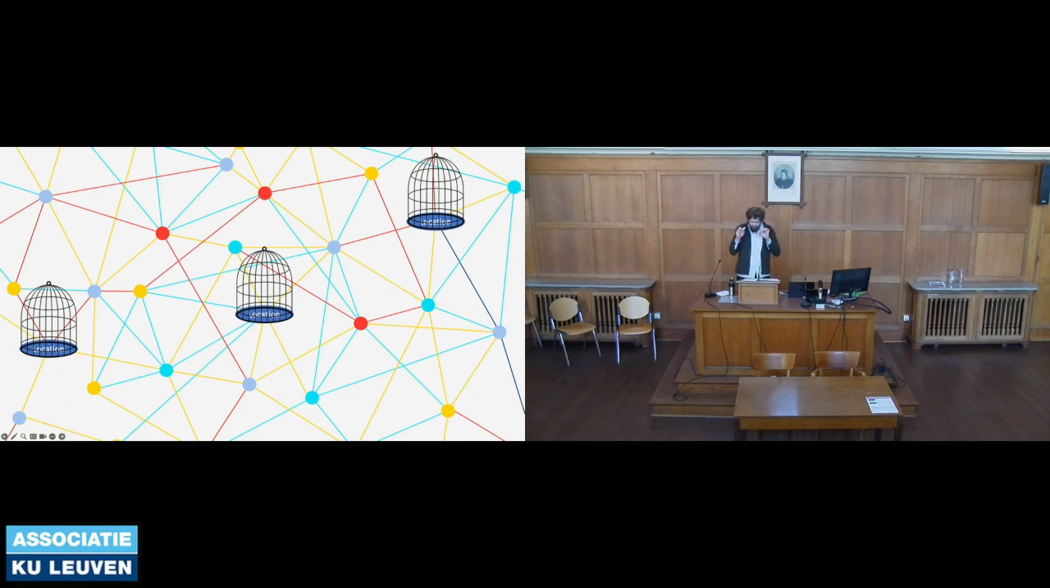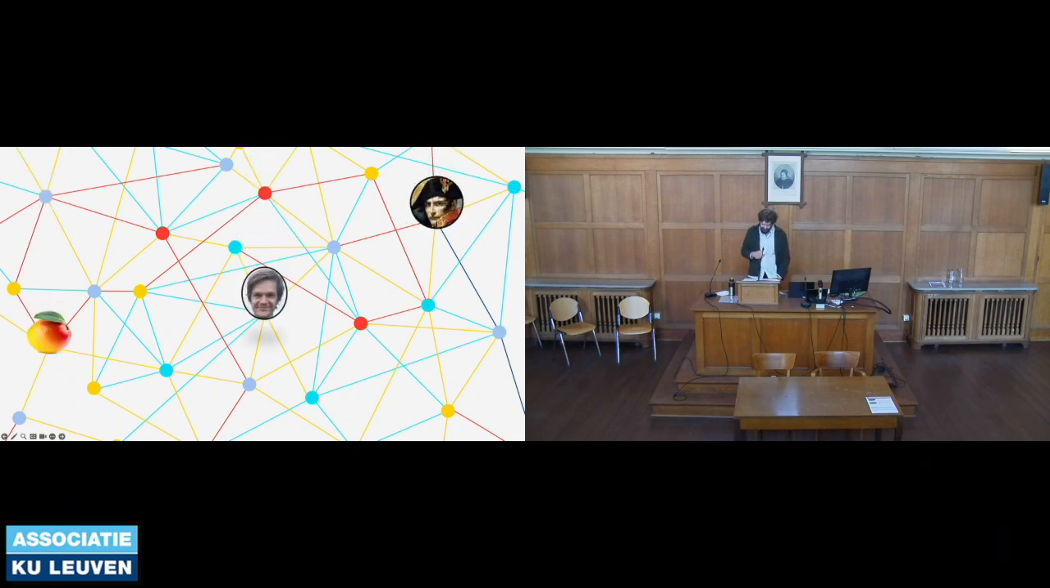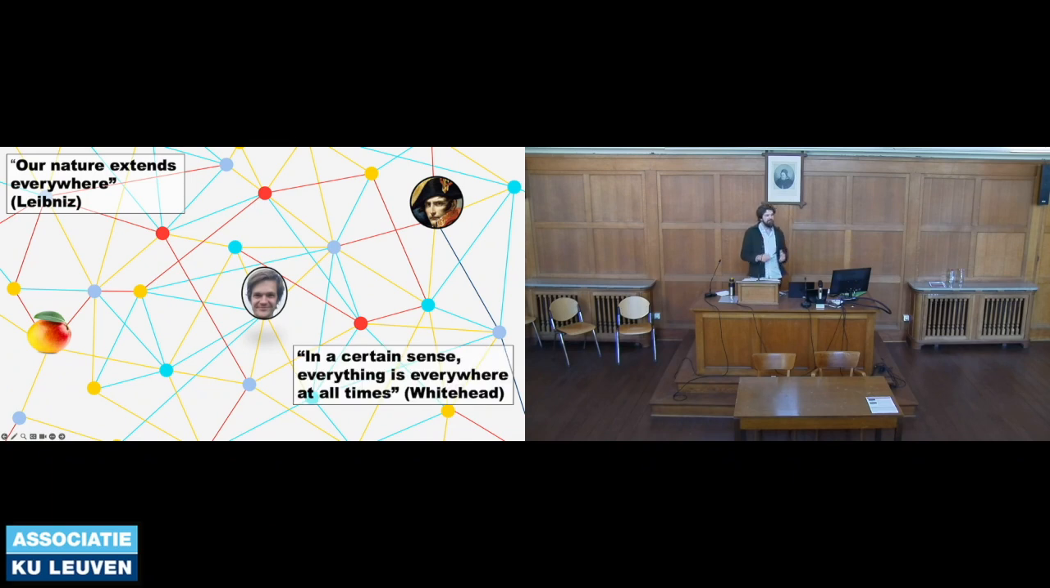It's the idea that you can pinpoint every object to a definite limited area and space. Now, when Spinoza and Leibniz say that each thing is defined by every other thing, this entails that, as Leibniz says, our nature extends everywhere. As I am defined by Napoleon and the mangoes in Peru, they are included in what I am. But what this means for our theory of space is that, as Whitehead says, in a certain sense, everything is everywhere at all times. Each thing is ubiquitous, omnipresent.